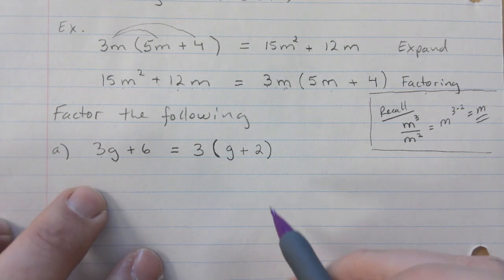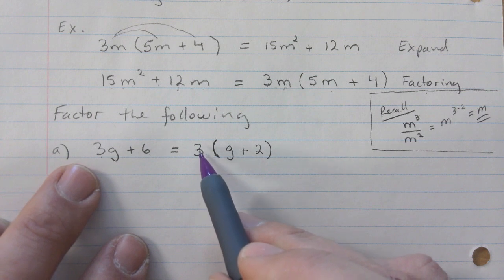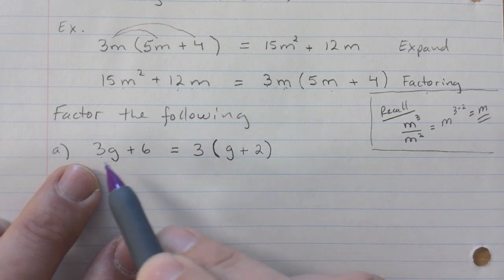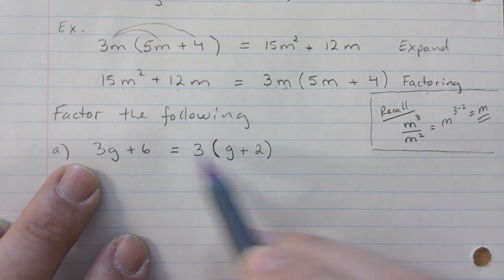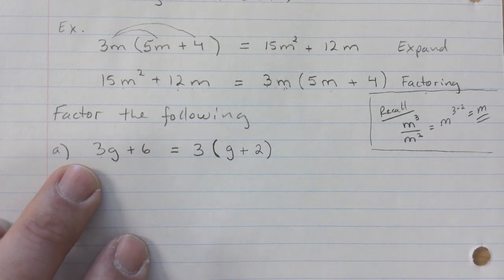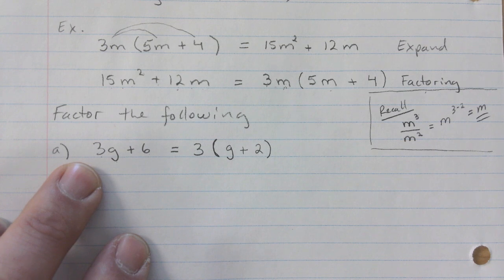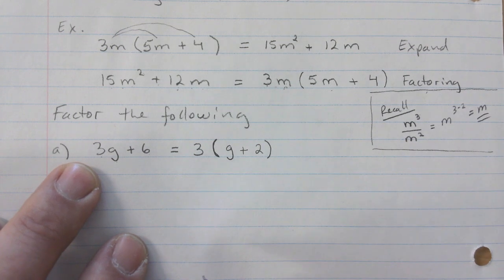And you can check, right? You can check by expanding. If you were to go 3 times g, you get 3g. 3 times positive 2, you get 6. That's the way you know you did it right, if you go backwards on that. Okay, B.